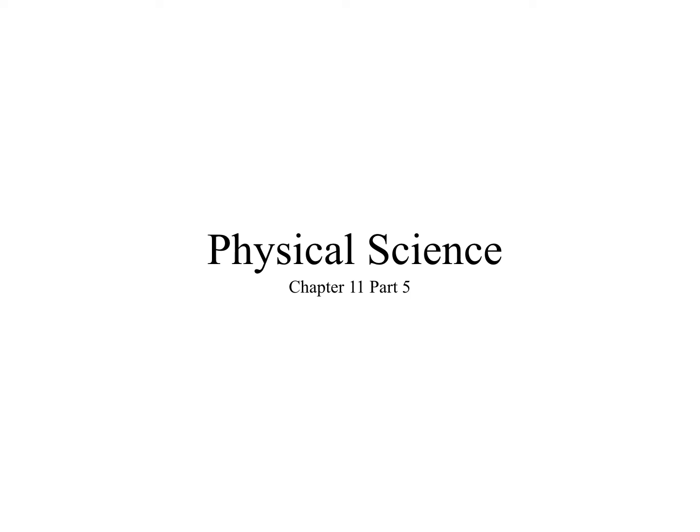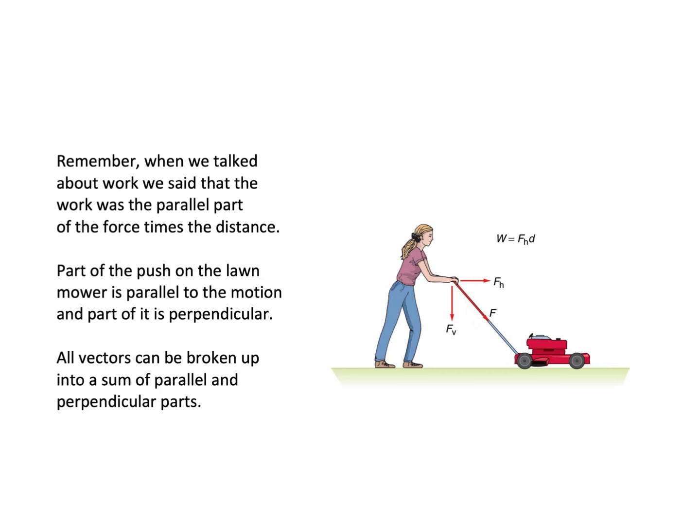The next thing we want to look at is something called the polarization of light. So let's get started. Before I can talk about the polarization of light, I want to remind you of something about vectors. We talked about how vectors are things that have both a direction and a magnitude.